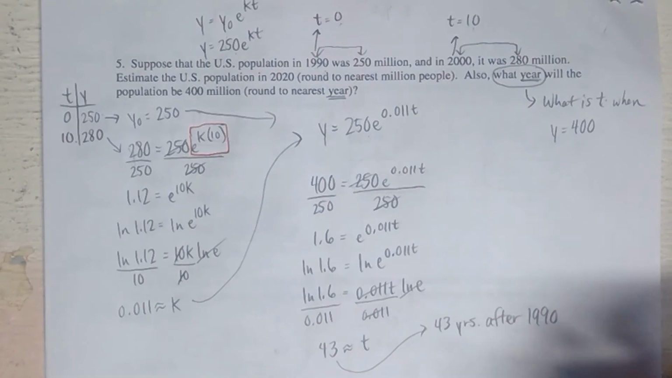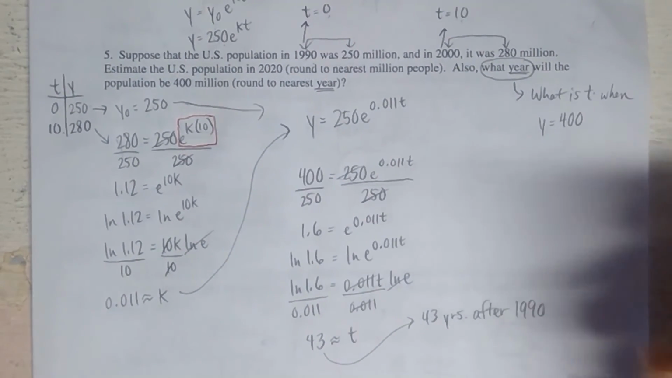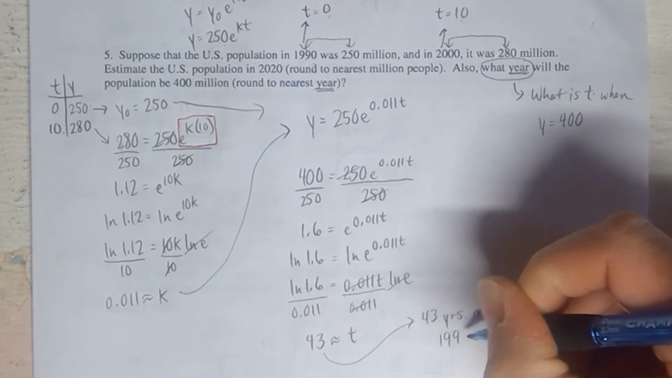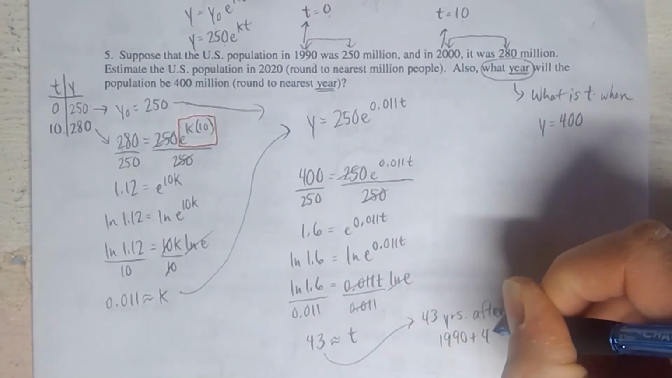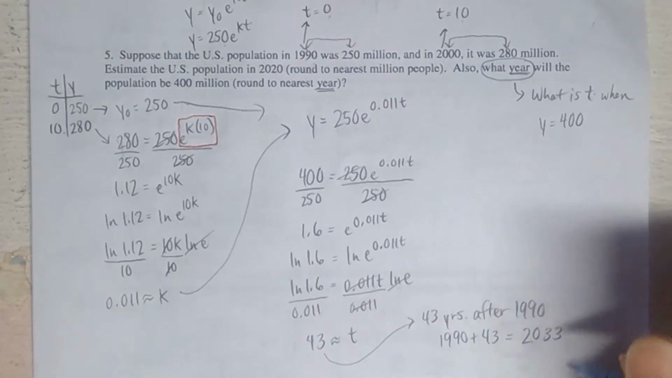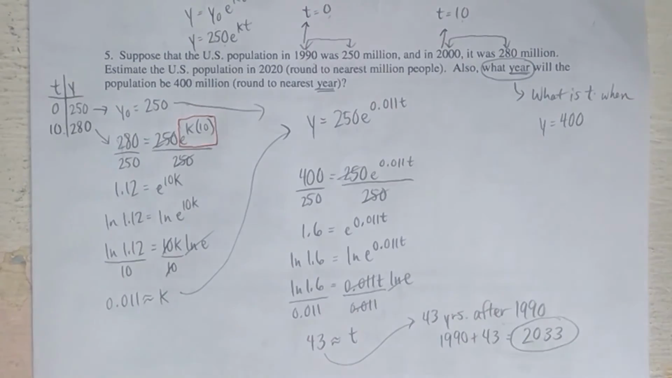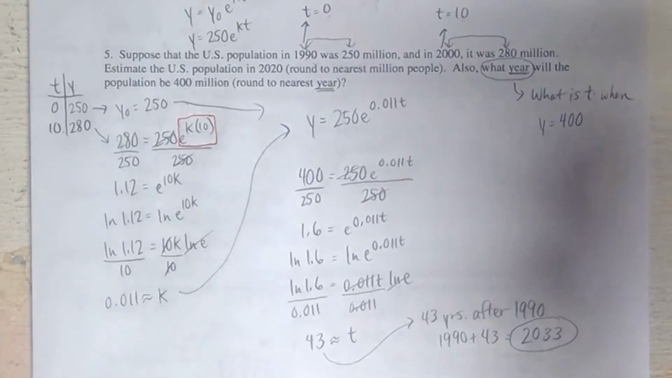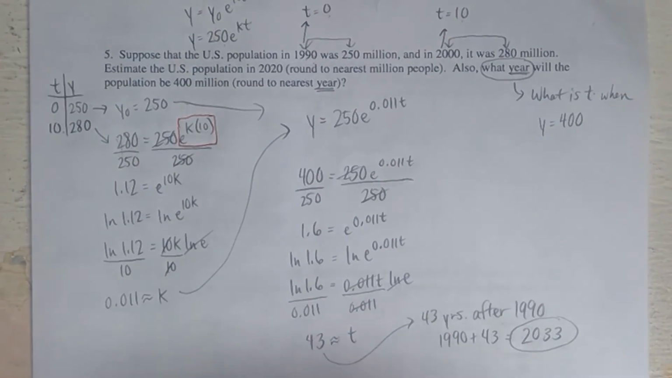Don't just leave it like that. Actually add that up for me, okay? What is 43 years after 1990? We just simply add 43 to 1990, don't we? And so the year would be 2033.